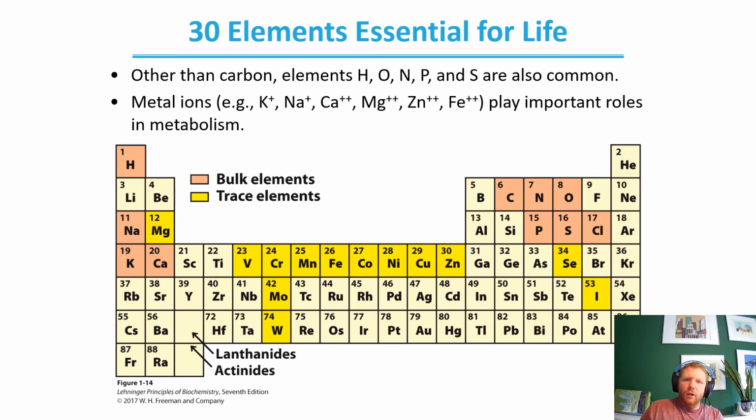Now, the 30 elements essential for life. Well, when we look at the periodic table, this isn't the first time, and it's not going to be the last time. But look at the bottom of the periodic table. You've got the lanthanides and actinides. Do we ever talk about the lanthanides and actinides? In Gen Chem 1 and Gen Chem 2, you talk about them in terms of maybe the electronic configuration, but that's about it. They are just not a big deal.